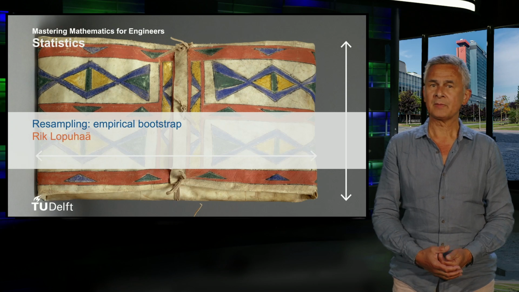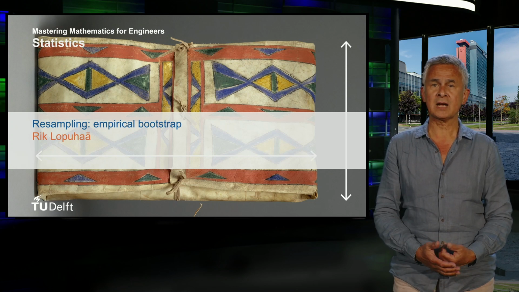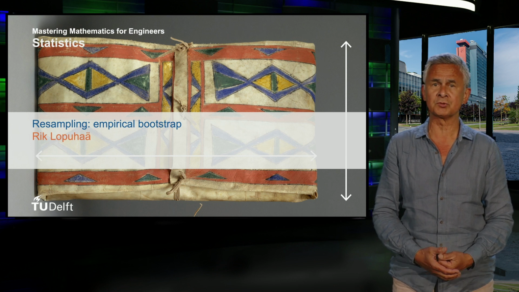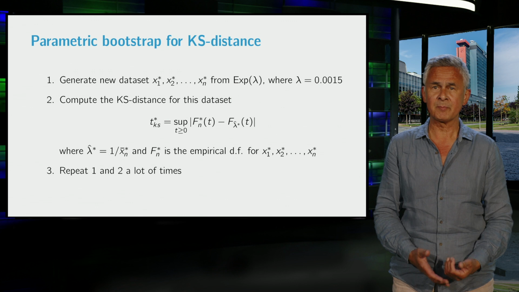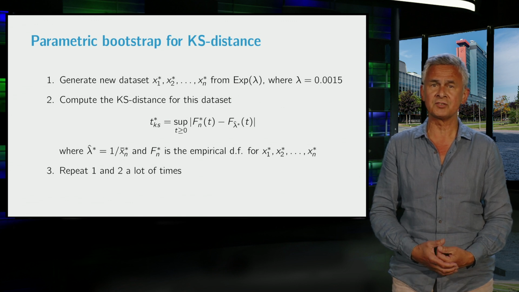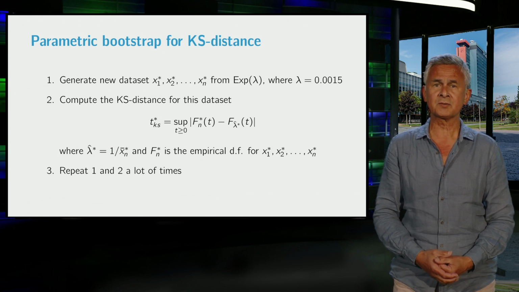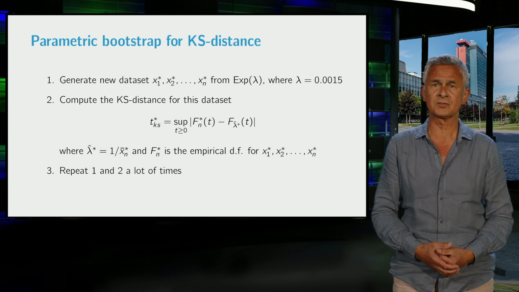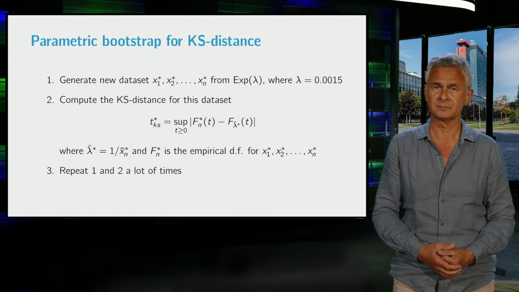Hello everyone. In the previous video, you have learned how to approximate the distribution of a statistic by means of the parametric bootstrap. This is a resampling scheme where new datasets are generated from an estimated parametric distribution, which are then used to compute realizations of the statistic of interest.